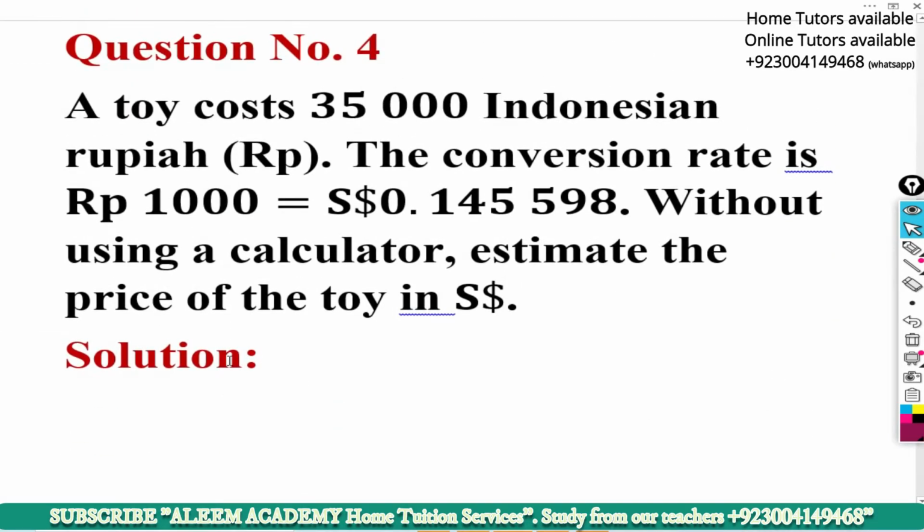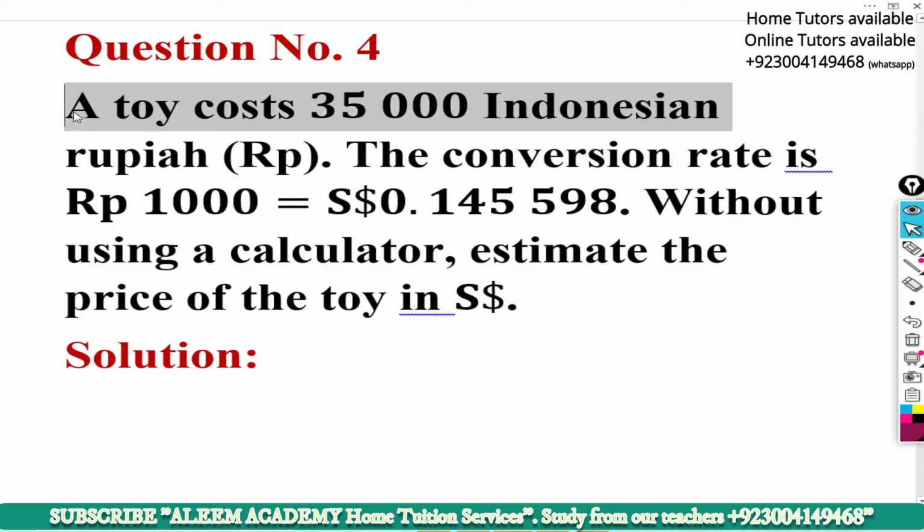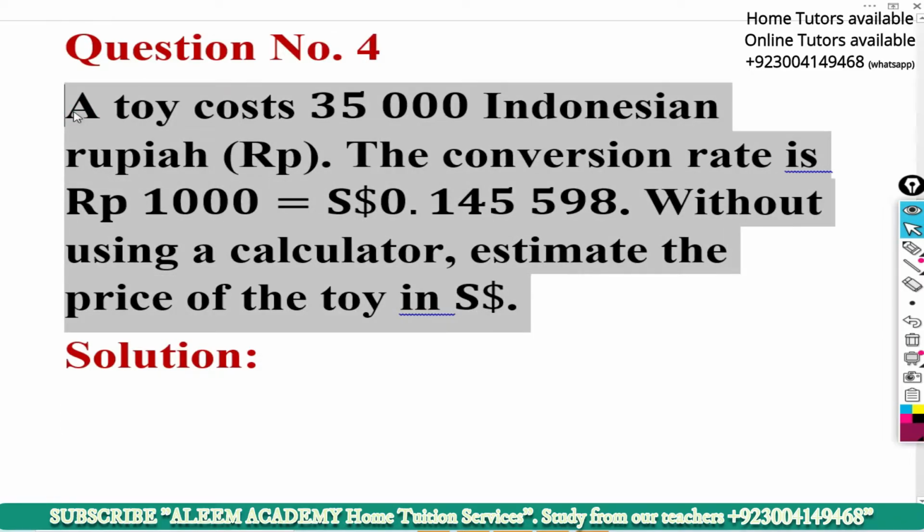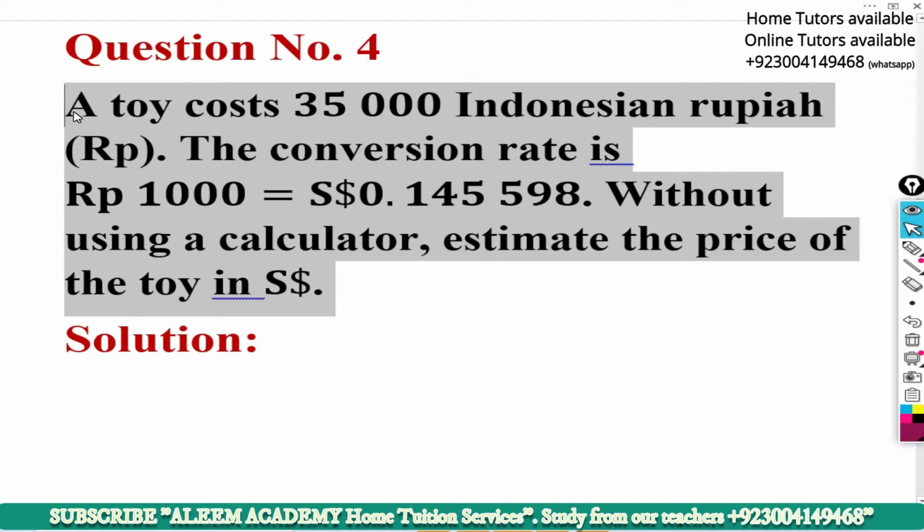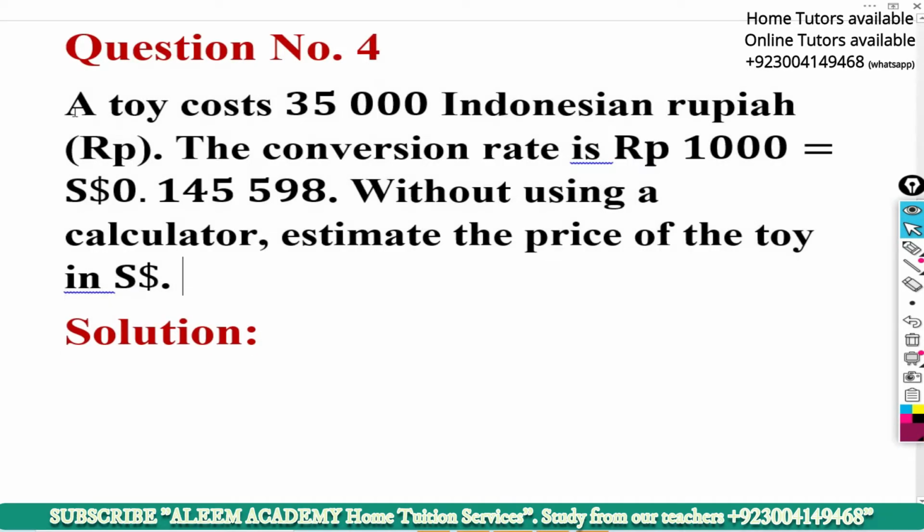Question number 4 is this. A toy costs, let me make it a little small so that you can see it clearly. You can see the solution also. A toy costs 35,000 Indonesian rupiah. The conversion rate is 1000 rupiah is equal to 0.145598 S dollars. Without using a calculator, estimate the price of the toy in S dollars.